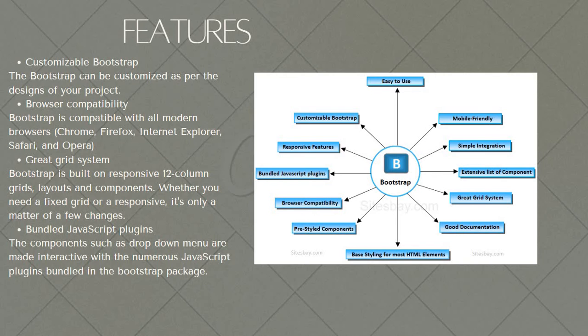Bootstrap has a great grid system. Bootstrap is built on responsive 12-column grid layouts and components. Whether you need a fixed grid or a responsive one, it is just a matter of a few changes you have to apply to make this fit whatever grid you want or screen you want.